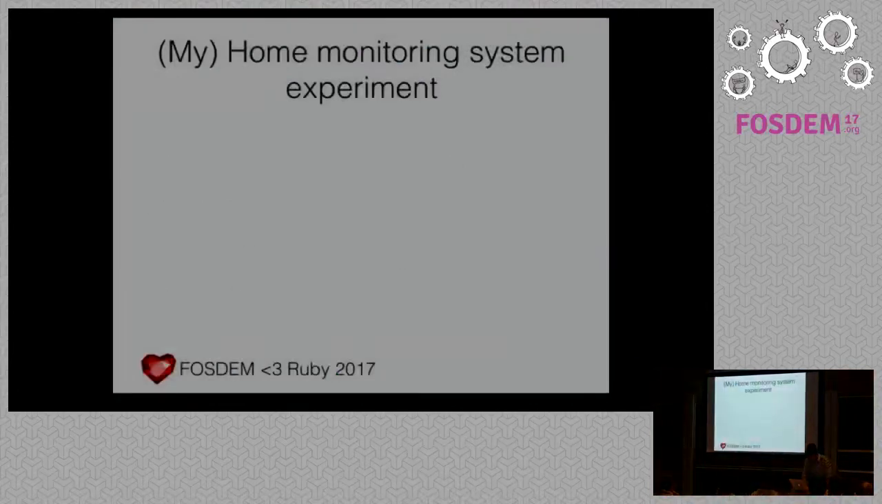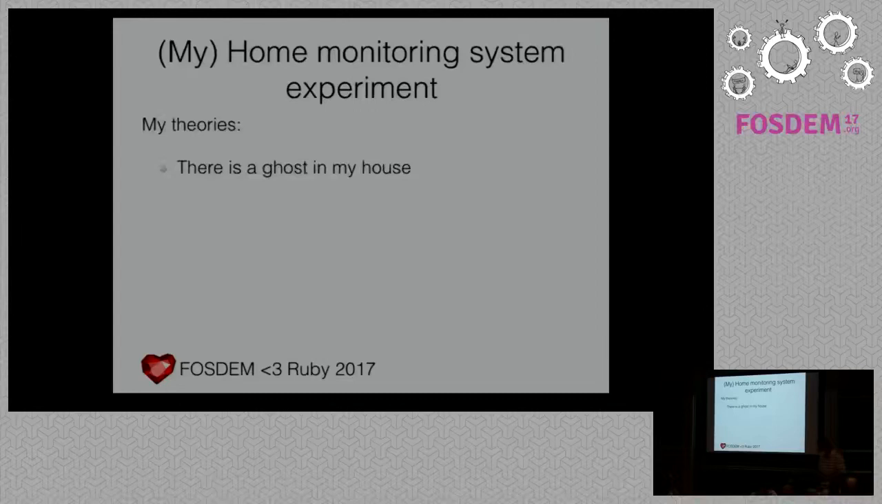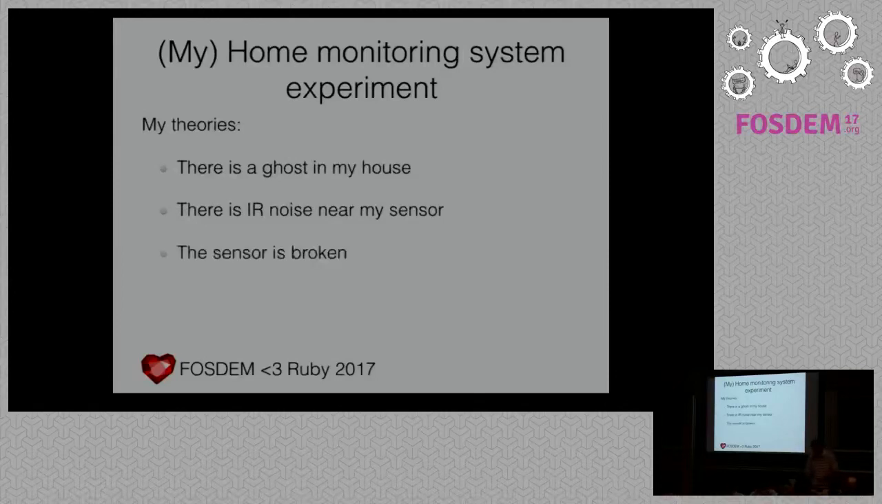So that was my experiment, and so here goes. Here are my theories, right? So what happened in my house? One of the things is there is a ghost in my house. It's possible that that's happening, and that ghost is generating some infrared in my sensor, and as soon as the ghost wakes up and walks through my house, it detects presence, and my infrared sensor is detecting that. The other theory is there is an infrared noise near my sensor. I don't know which one is more likely, but it's a possibility.